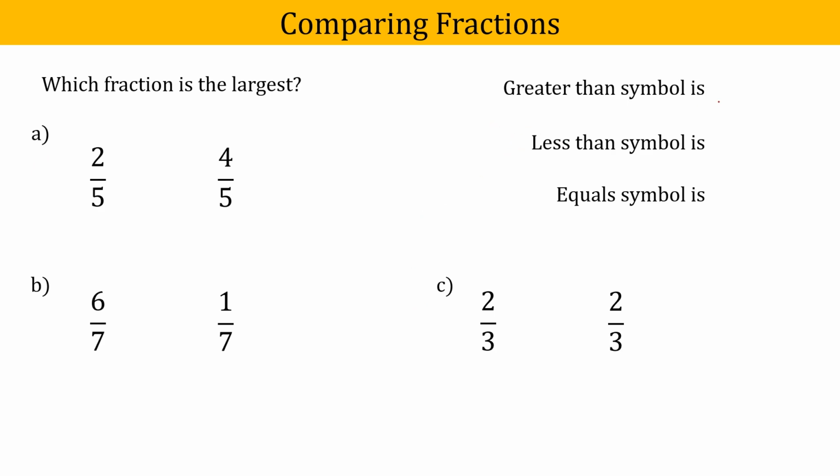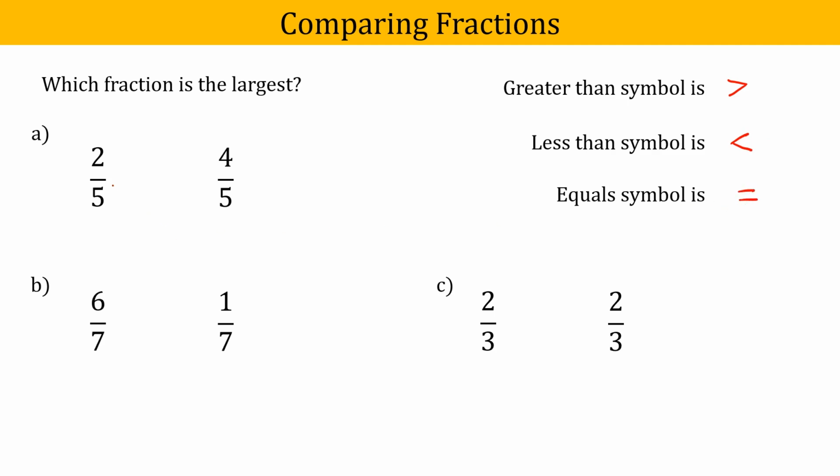So the greater than symbol is this one. When you have a number on this side of the symbol, it's greater than a number on this side of the symbol. The less than symbol is this one. Basically what it means is if you have a number on the left side of this symbol, it's less than a number on the right side of this symbol. And the equal symbol you've probably seen before is just this one.